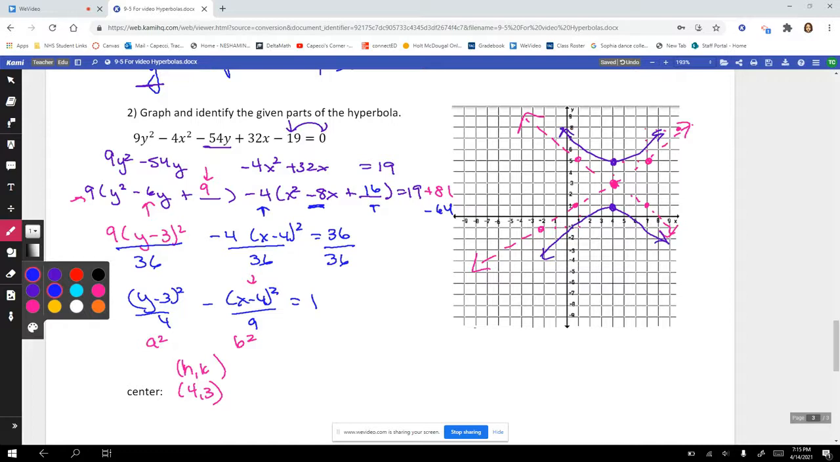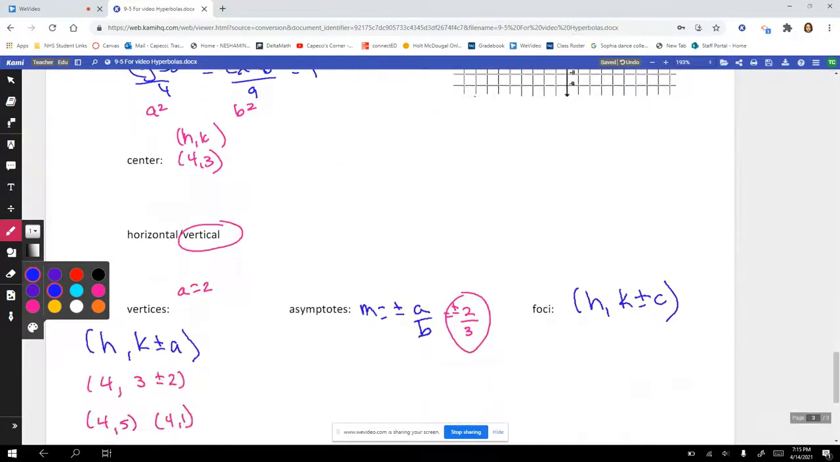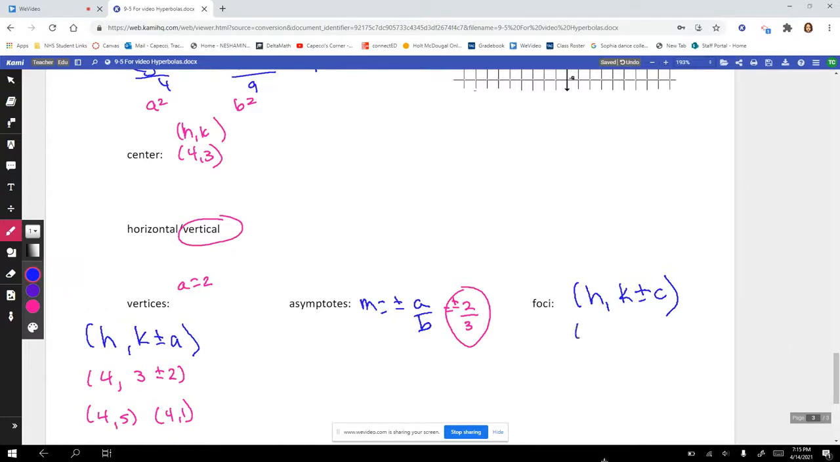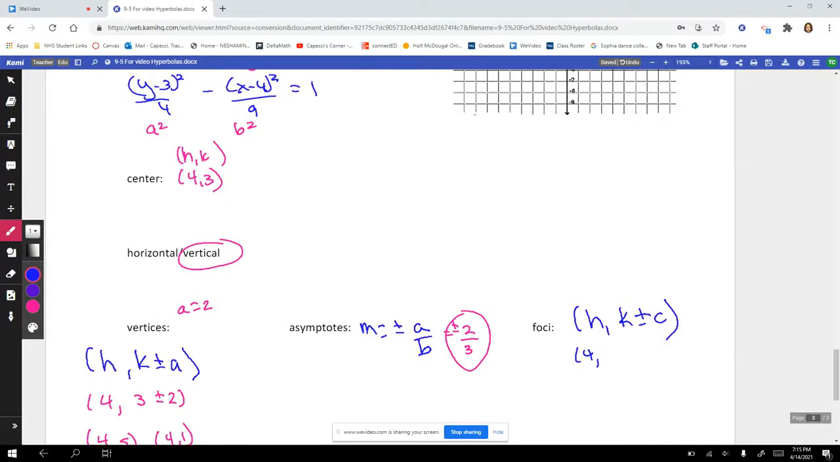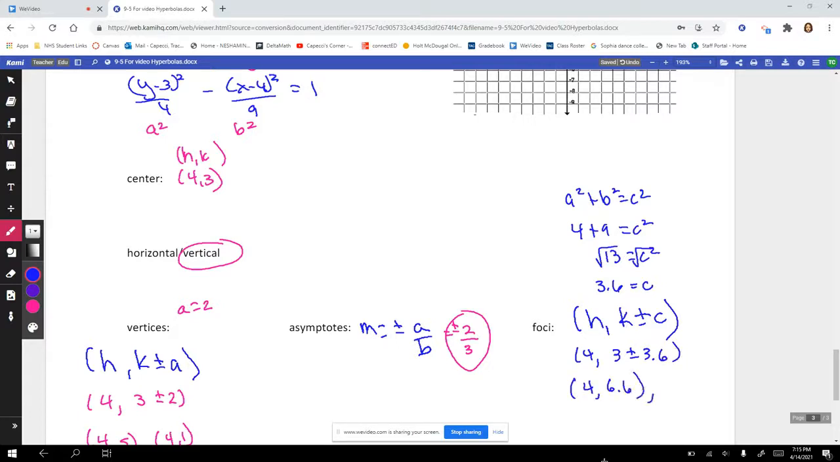Okay. So now we're going to take a look at our foci, our last thing. Our h value is 4. Oh, we never found our c value. We definitely need that, right? So let's do that now. I have a squared plus b squared is equal to c squared. My a squared is 4. 4 plus 9 is equal to c squared. So 13 is equal to c squared, square root of both sides, and c is about 3.6. Okay, so our k value is 3 plus or minus 3.6. So we end up with 4, 6.6, and then we have 4 and negative 0.6.